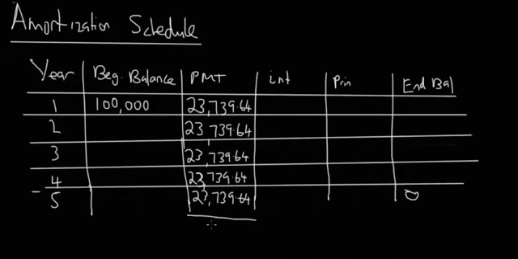And at the bottom, what we can do is just do a little total column here, and obviously it's just going to be 23,739.64 multiplied by 5 payments, and that comes out to 118,698.20. Let's just write it over here. So that comes out to $118,698. So you can see that we started with 100.